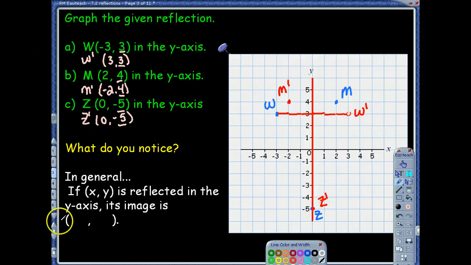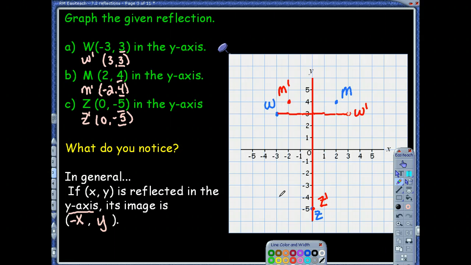Yeah. Okay. So in general, if I have an ordered pair X comma Y and it's reflected in the Y axis, then what can you say about its image? What do you notice was happening every time? Well, the X's were opposite, and the Y stayed the same. So it'd be the opposite of X comma Y. Now, that's a neat pattern that we're going to notice. Do we have to memorize that pattern? No. But it's a neat pattern that we're going to notice will happen every single time if we're reflecting in the Y-axis or across the Y-axis.